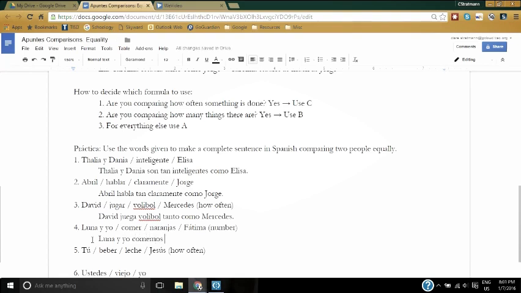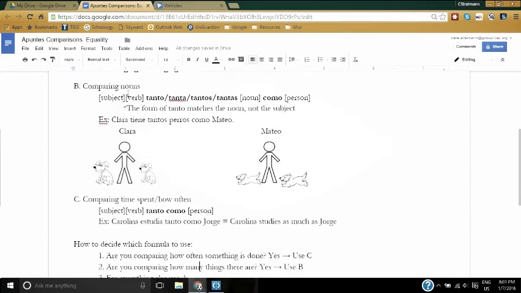Let's pause. Are we comparing how often something's done? No, we're comparing the number. So that's comparing how many things we eat. Let's look at B. So we've got subject verb, now we've got to pick tanto or tanta or tantos or tantas. It needs to match the noun, not the subject.